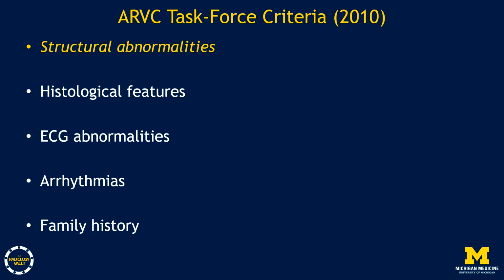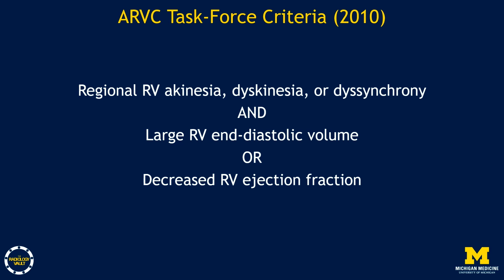Structural abnormalities can be detected by medical imaging, particularly through cardiac MRI. However, imaging alone cannot confirm ARVC. It is part of a broader diagnostic approach. To meet a major ARVC criterion through imaging, one must spot regional RV akinesia, dyskinesia, or desynchrony, alongside RV enlargement or decreased ejection fraction.